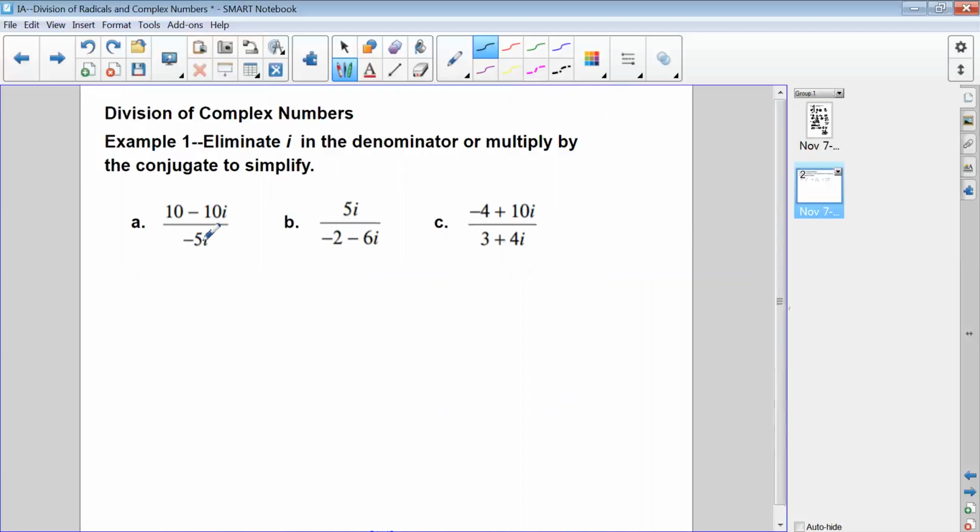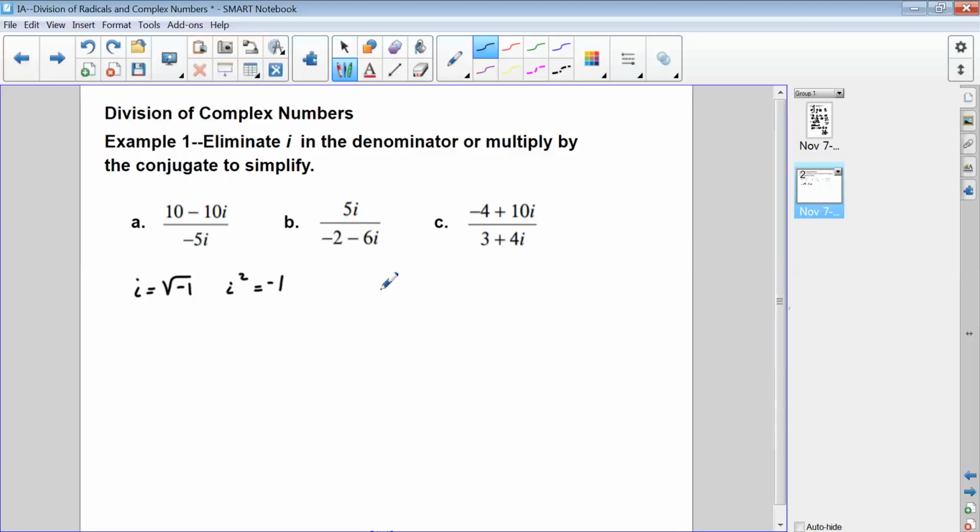And as we couldn't have the square root or the radical in the denominator, we don't need to have i in the denominator. It's not considered simplified. So what we know, i is equal to the square root of negative 1. We also know i squared is equal to negative 1. So we're going to definitely utilize this equation.